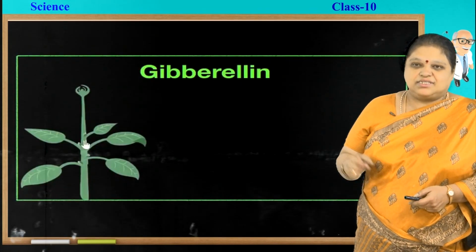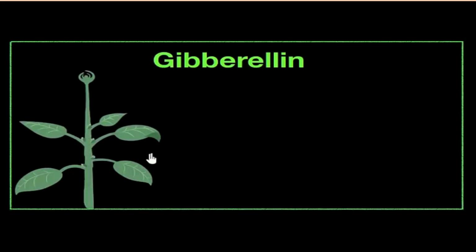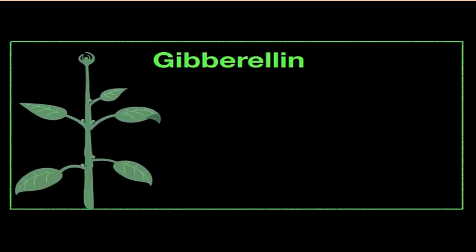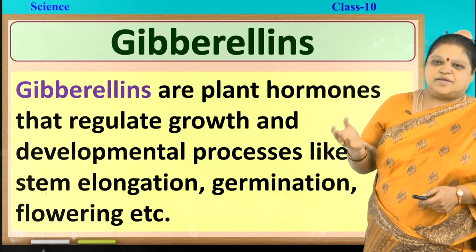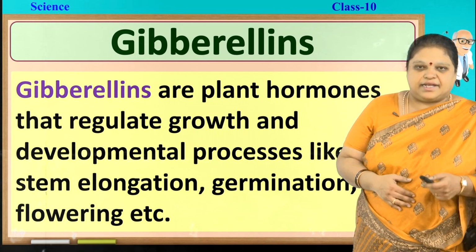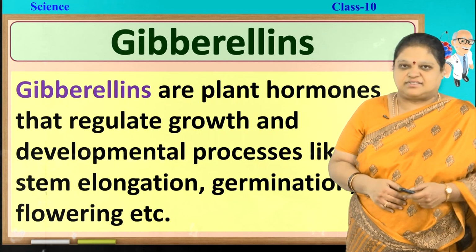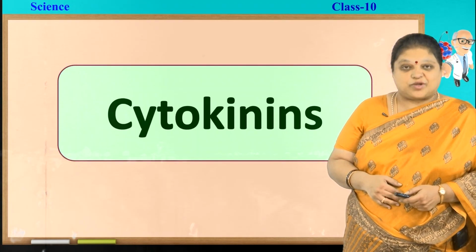What will they do? See, these gibberellins are present between the two nodes of the leaves. So, between the two nodes of the leaves, they help in elongation of the stem. So, like that it increases the height of the stem. You can see that, now it has become elongated, like this the growth takes place. Write down children, gibberellins are plant hormones that regulate growth and developmental processes like stem elongation, germination, flowering, etc. So, next we will see cytokinins.